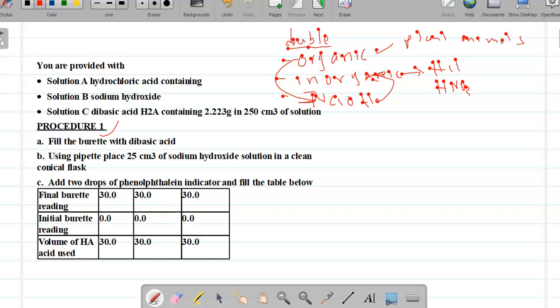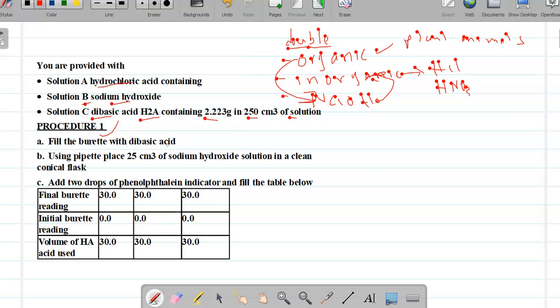Okay, let us start without wasting any time. You are provided with solution A, which is hydrochloric acid, solution B, sodium hydroxide, and solution C, dibasic acid H2A. We don't know that compound, containing 2.223 gram in 250 cm³ of solution. Then we have procedure 1.